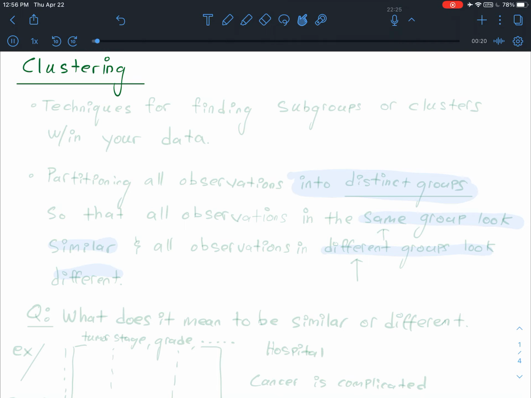So what exactly are we trying to do with clustering? Well, clustering really refers to a broad set of techniques that try to find subgroups or clusters within your data. So some sort of idea of subgroups within your data.